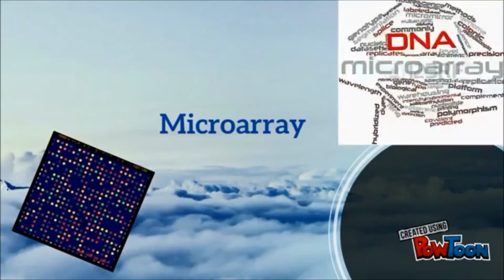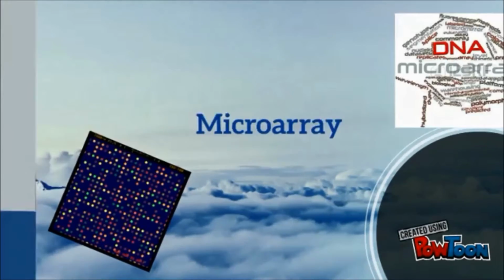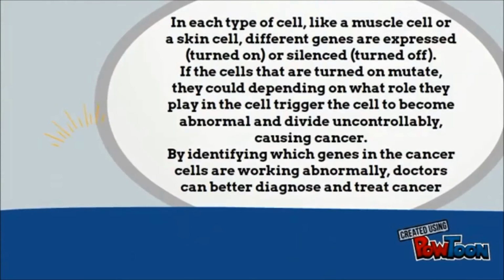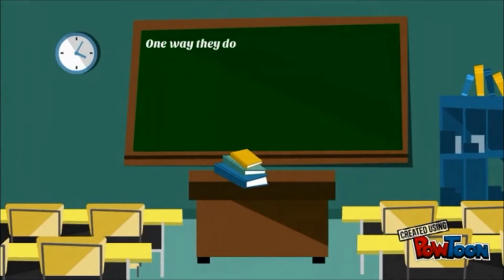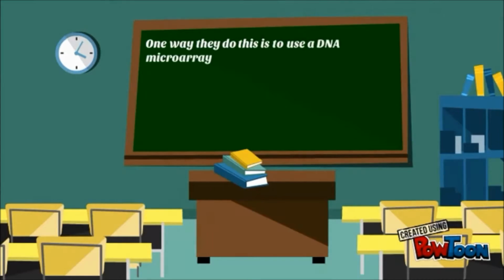Now we move to microarray. In each type of cell, like a muscle cell or a skin cell, different genes are expressed (turned on) or silenced (turned off). If the cells that are turned on mutate, they could, depending on what role they play in the cell, trigger the cell to become abnormal and divide uncontrollably, causing cancer. One way they do this is to use a DNA microarray to determine the expression levels of genes.